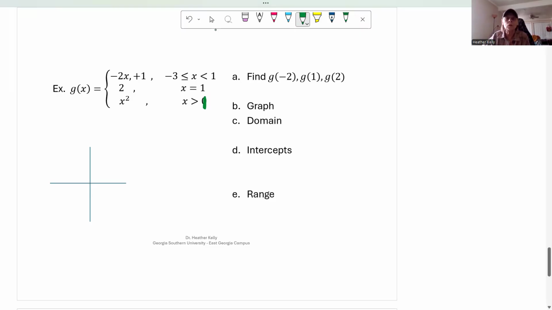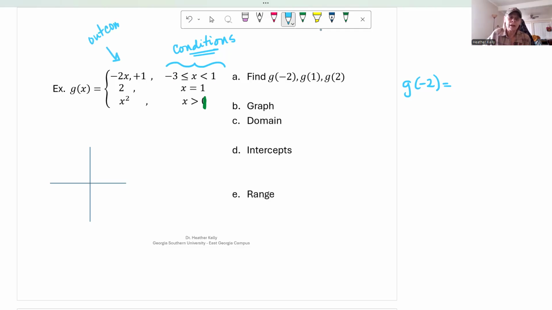Okay, first things first, it asks us to find g of -2, g of 1, and g of 2. So let's just do that first. G of -2. Now, when we're dealing with a piecewise function, these are your conditions. This tells you where x has to be to deal with these specific outcomes. And the outcomes depend on the conditions.